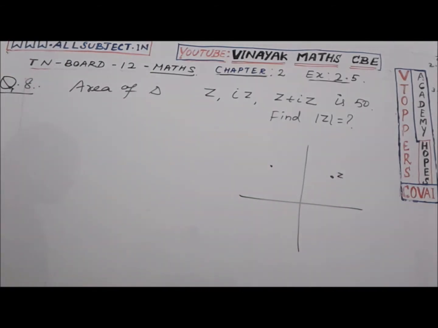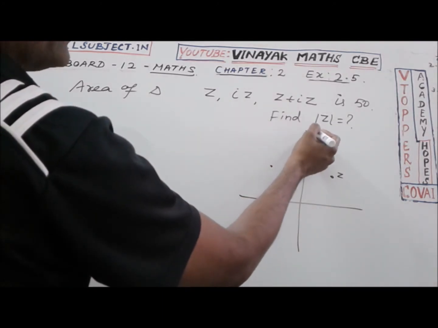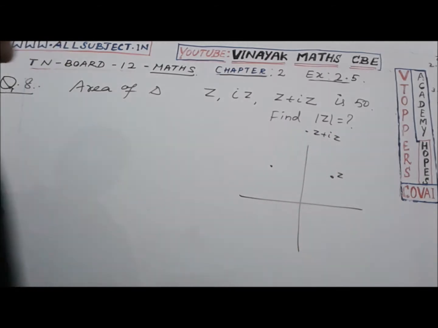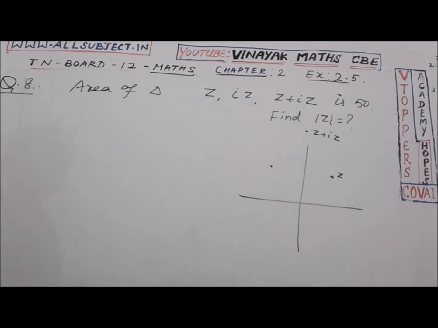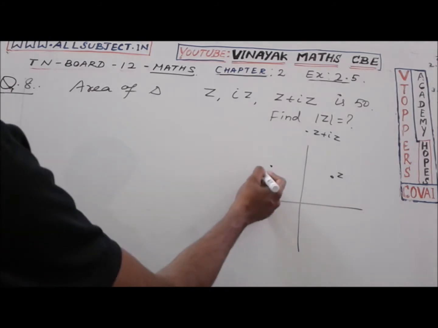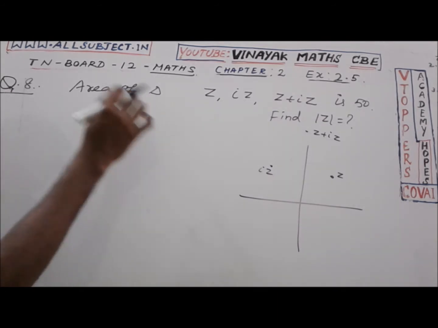So both form a 90 degree angle. Then z plus iz is somewhere here. Because z, iz and z plus iz form a parallelogram with the origin 0, 0, and this angle is 90 degrees, the opposite angle will also be 90 degrees. This is a parallelogram, so opposite sides are equal. Now the vertices z, iz and z plus iz form a right angle triangle, so we can use the area of a right angle triangle.